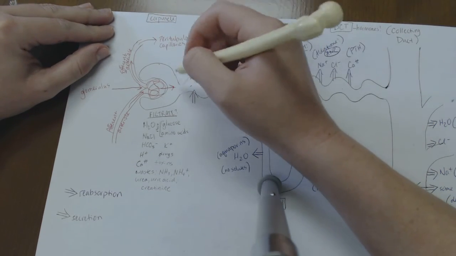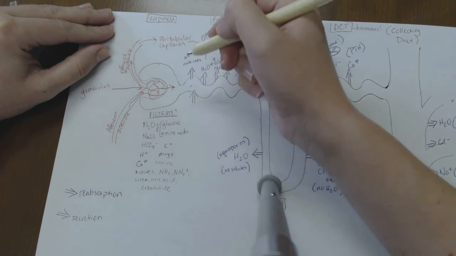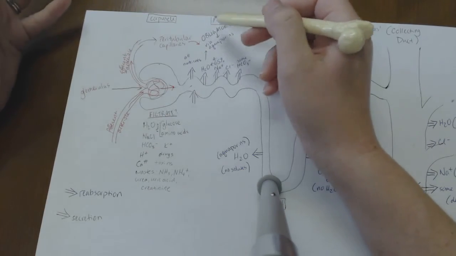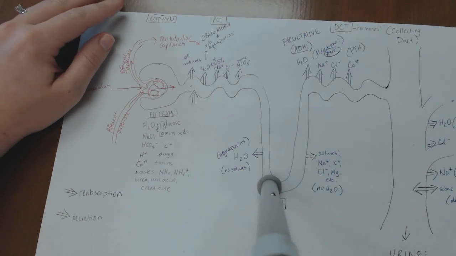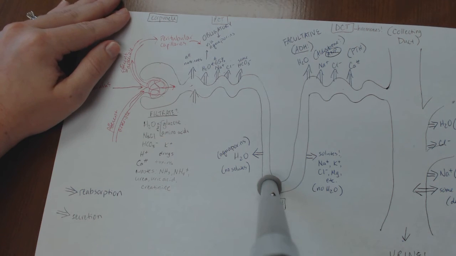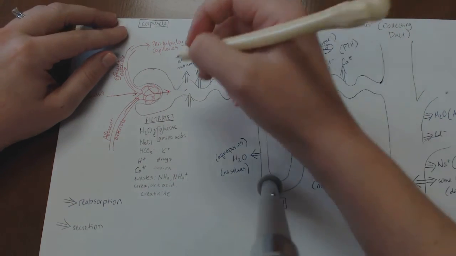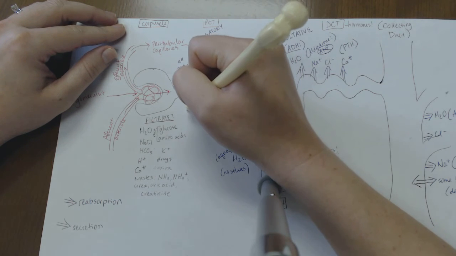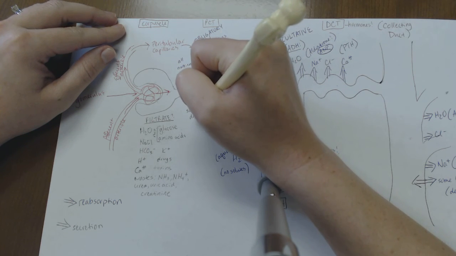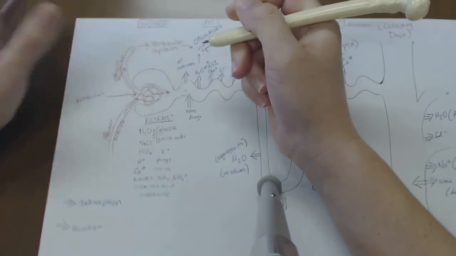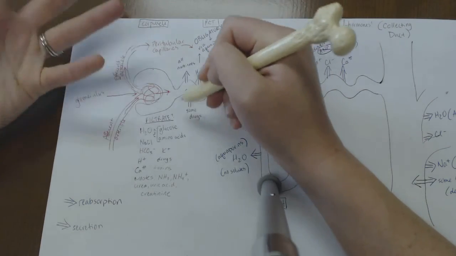What's going to happen at the PCT is a lot of secretion. This is where most secretion occurs, just like this is where most reabsorption occurs. Okay, so this is where you're going to have some drugs added to the filtrate from the blood. Maybe it's not bad drugs, just medications, but your body thinks it's bad, so you just put it in.